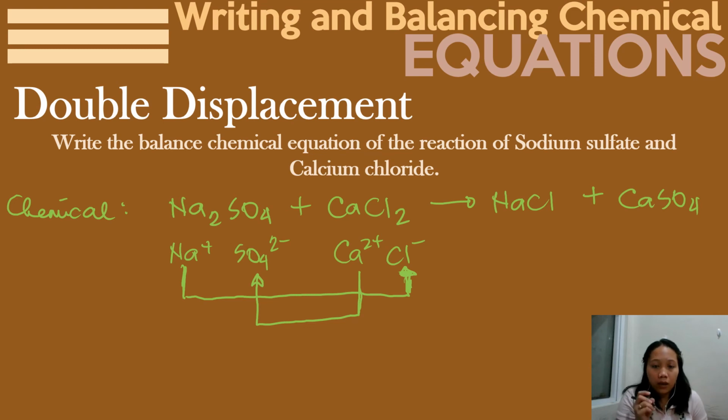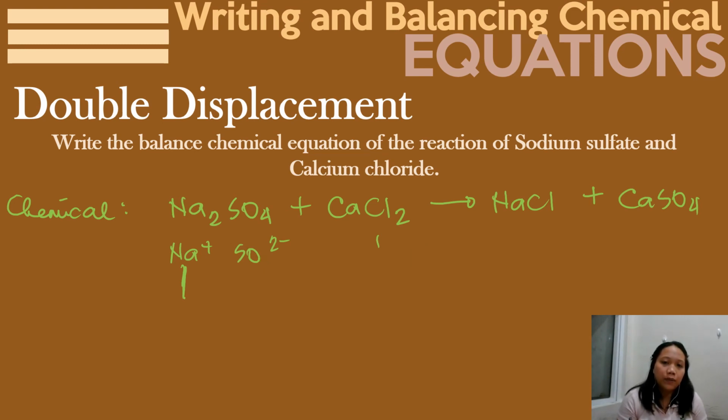And of course, never forget to write down the cation first. It can't be SO4 Ca, that's incorrect. You have to write the cation first. Again, cation muna. So you now have the chemical equation. Let's proceed now to the balanced equation.